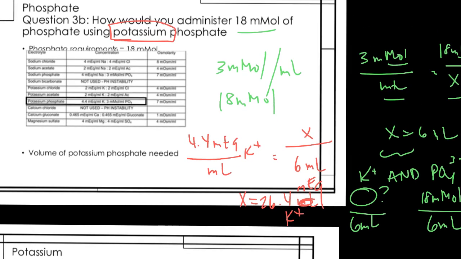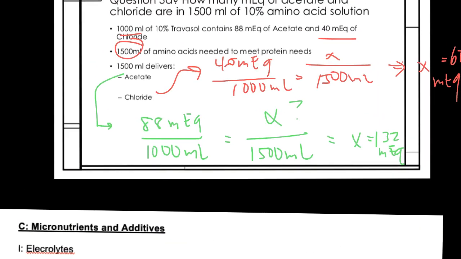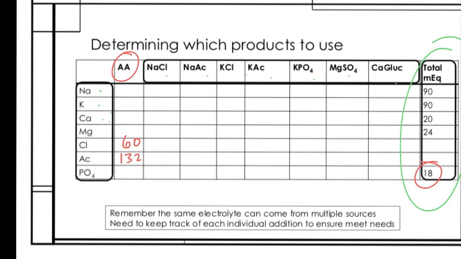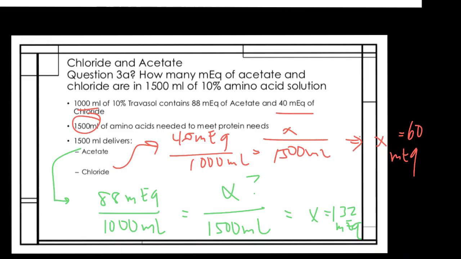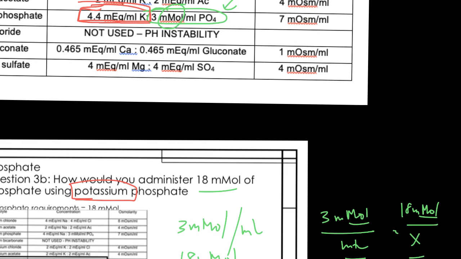26.4 potassium. So here's my potassium, phosphate, 26.4. Potassium phosphate, I needed 18. Check. Fulfilled my 18. Let's not add any more phosphate here. Okay, next.